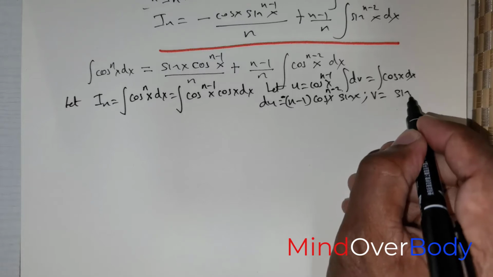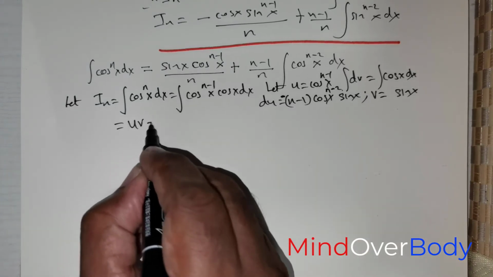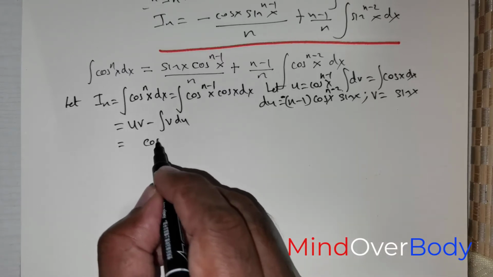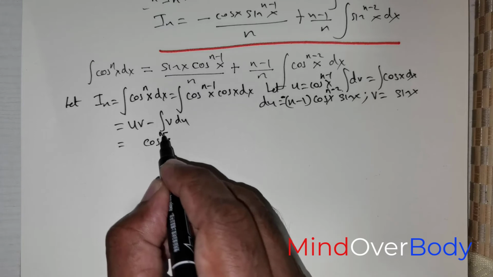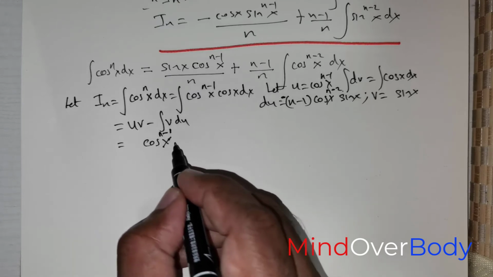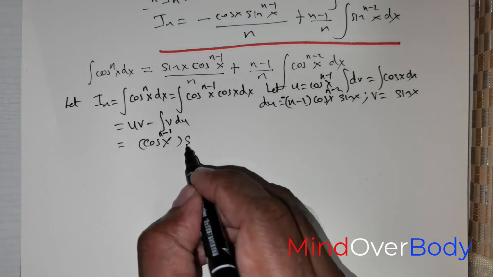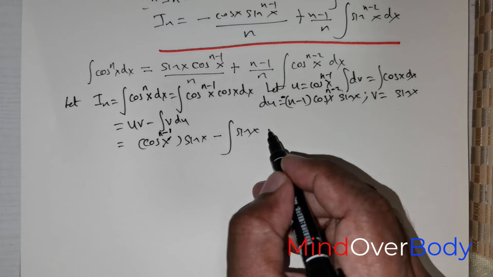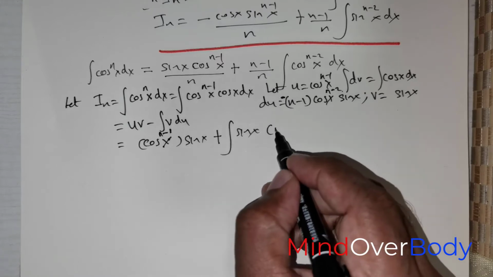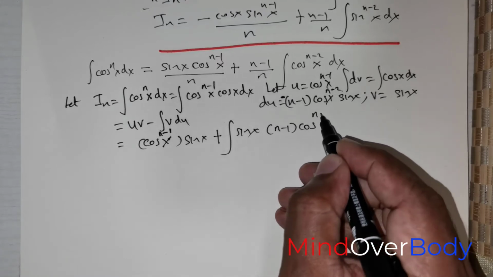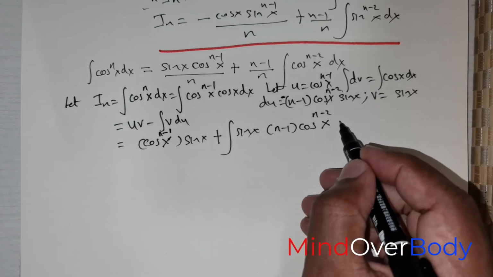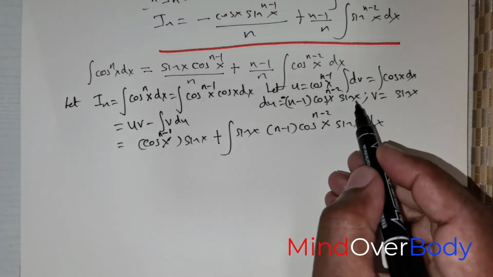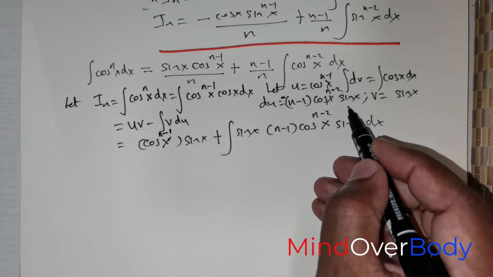So applying the formula uv negative integral v du, this is going to be u, my u is cos raised to the power of n negative 1 x times my v is sine x, negative integral my v is sine x, my du is, there's a negative sign, so this will be positive, so n negative 1 times cos raised to the power of n negative 2 times x times sine x times dx. Okay, so there is going to be a dx here.